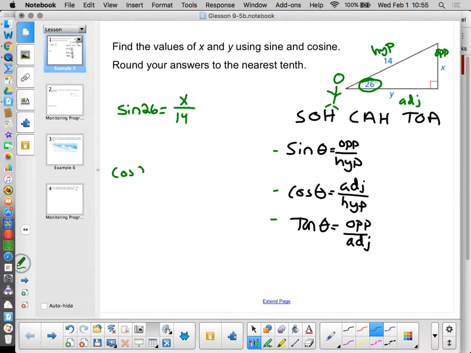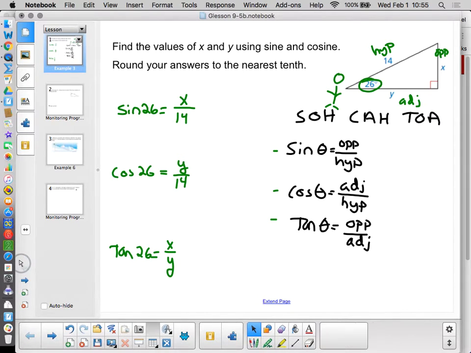Now we go to cosine. Cosine of 26 is the adjacent over the hypotenuse. The adjacent is y, the hypotenuse is still 14. Aha! This equation only has one variable. I could solve that to find y. I don't need tangent. If I did the tangent equation, that's opposite over adjacent, which is x over y, which has two variables. That's an equation I can't work with right now. I don't want an equation with two variables. So I'm going to use these two equations to find my unknown sides.